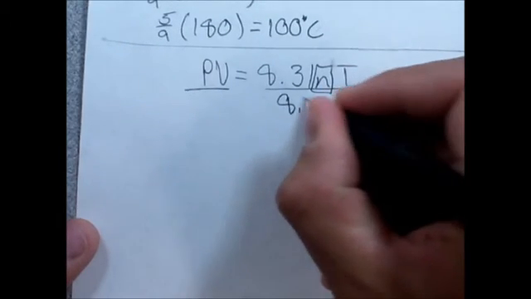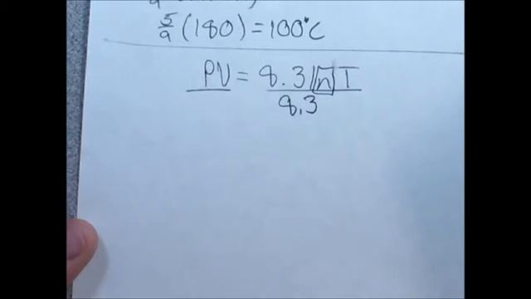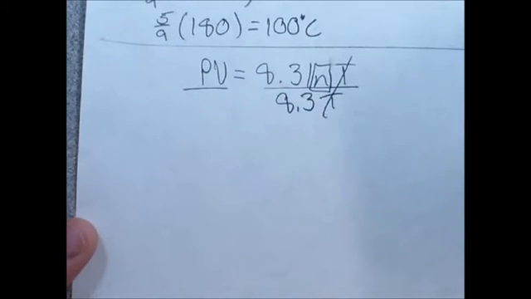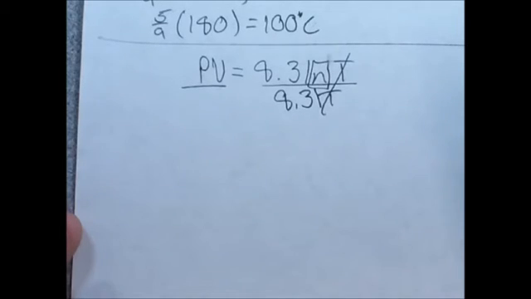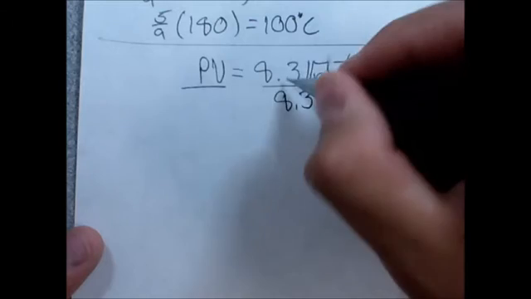8.3 is one of them. And T, because I also have to get rid of T, right? So I thought it was 8.3. Oh, yeah, I lost a 1. 8.31. Thank you. Okay, so I divided by my T, I divided by 8.31.